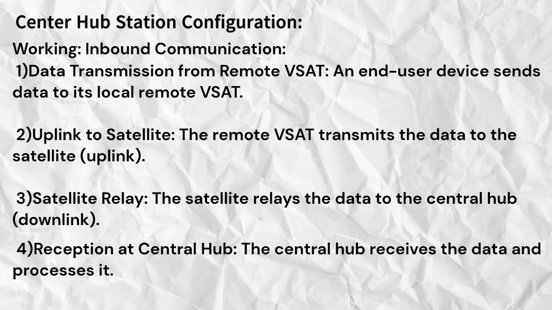Working of center hub station configuration. Inbound communication: data transmission from remote VSAT. An end-user device sends data to its local remote VSAT. Uplink to satellite: the remote VSAT transmits the data to the satellite, uplink. Satellite relay: the satellite relays the data to the central hub, downlink. Reception at central hub: the central hub receives the data and processes it.